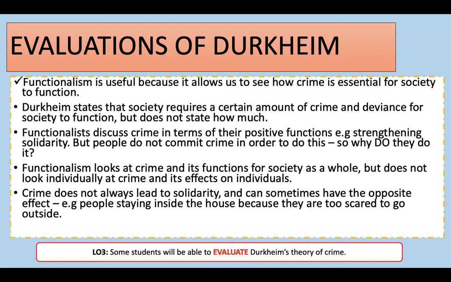Durkheim states that society requires a certain amount of crime and deviance for society to function, but does not state how much. Functionalists discuss crime in terms of its positive functions, for example, strengthening solidarity, but people do not commit crime in order to do this. So why do they do what they do? Functionalism looks at crime and its functions for society as a whole, but does not look individually at crime and its effects on individuals. Crime does not always lead to solidarity and can sometimes have the opposite effect.